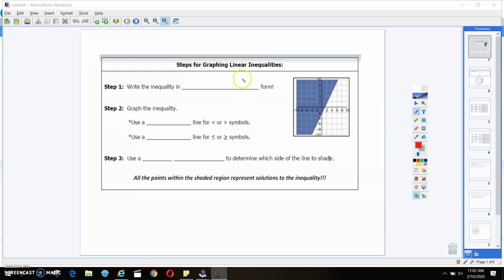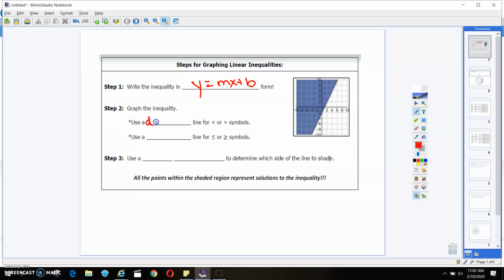Alright, so in order to graph linear inequalities, what you're going to do is write the inequality in y equals mx plus b form, or you could write it out in word form. It just kind of depends. Okay? The next step is to graph the inequality.